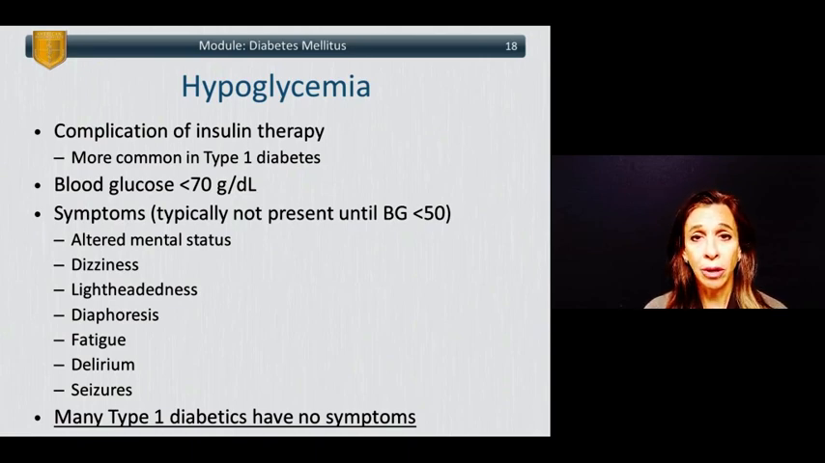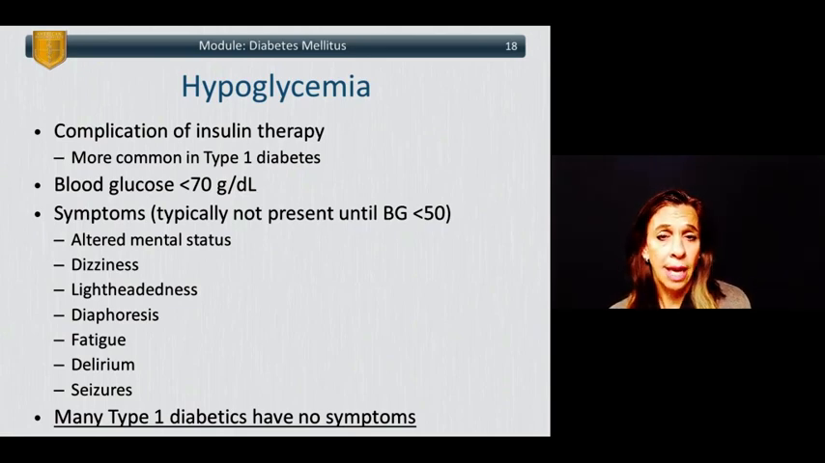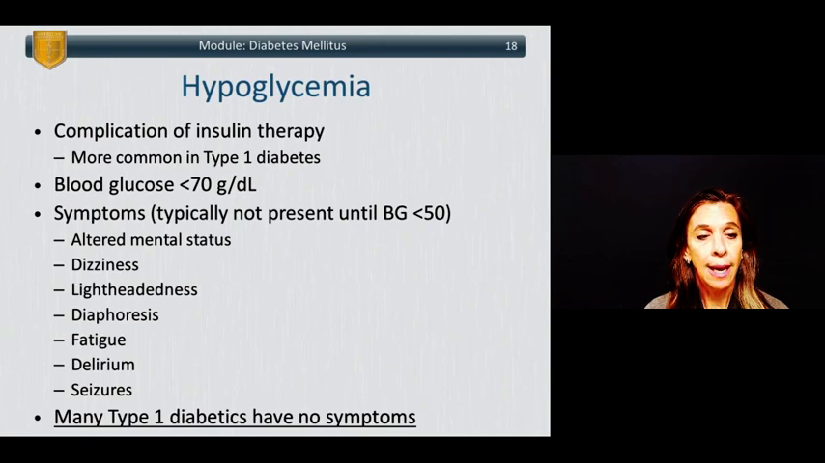Let's talk a little bit about the other end of the spectrum of glucose control, and that's hypoglycemia. Hypoglycemia is most commonly a complication of insulin therapy. It's much more common in type 1 diabetics, who are considered to be much more brittle. It's defined as a glucose that's less than 70 milligrams per deciliter. The symptoms, which typically are not present until the blood glucose gets to be less than 50 milligrams per deciliter, include altered mental status, dizziness, lightheadedness, diaphoresis, fatigue, delirium, and even seizures. And remember that many type 1 diabetics will have minimal to no symptoms of hypoglycemia.